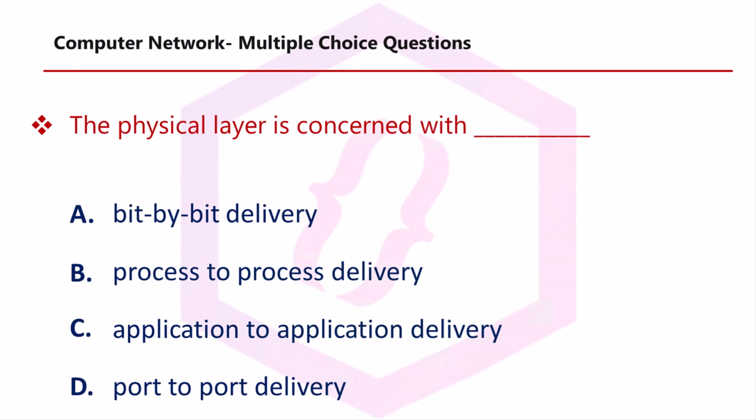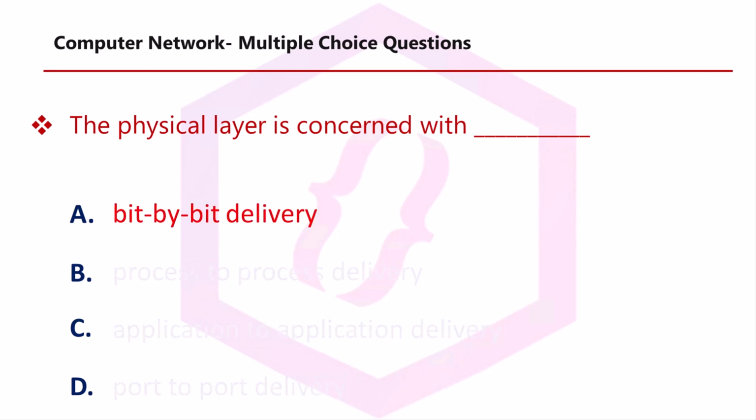The physical layer is concerned with option A, bit by bit delivery. Option B, process to process delivery. Option C, application to application delivery. Option D, port to port delivery. And the correct answer is option A, bit by bit delivery.